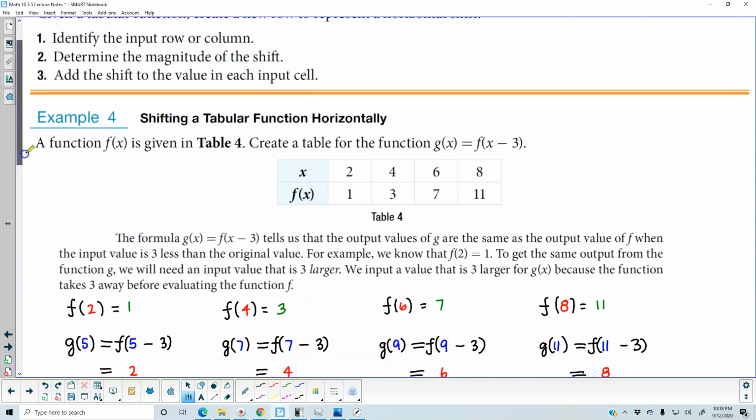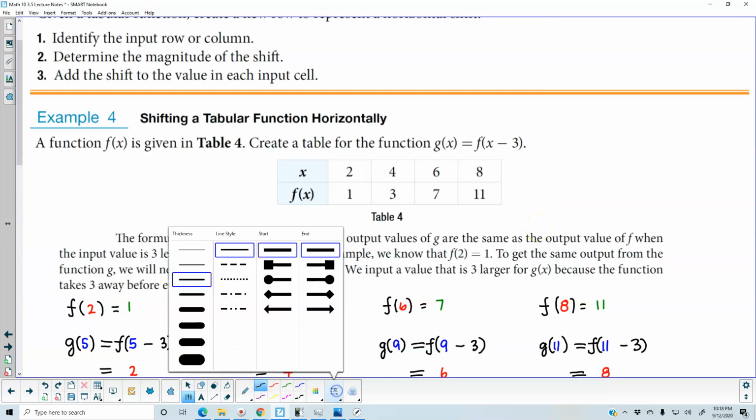So for example 4, we're shifting a tabular function horizontally. A function f of x is given in table 4. We want to create a table for the function g of x, which is equal to f of x minus 3. So here are our inputs, 2, 4, 6, and 8. And our outputs are 1, 3, 7, and 11.